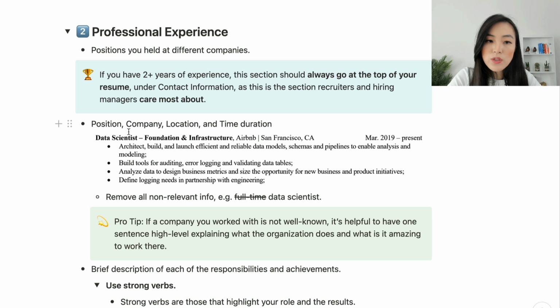For the position, you want to have the position, the company, the location, and time duration. In this example, we see the position is data scientist, foundation and infrastructure. The company is Airbnb. Location is San Francisco, California. And time duration is March 2019 to present. You also want to remove all non-relevant information. For example, you don't need to have full-time data scientist, as full-time does not provide extra helpful information for recruiters and hiring managers.